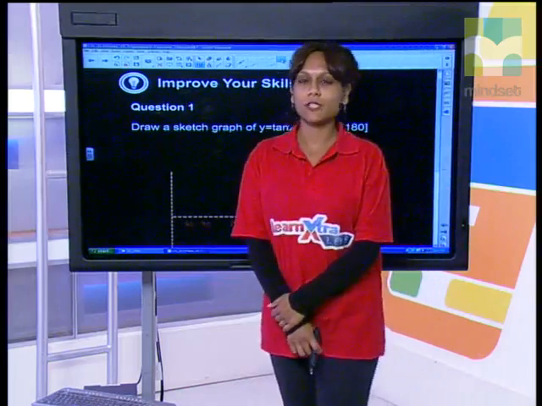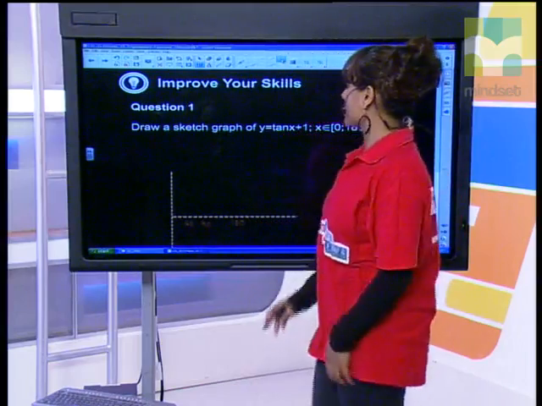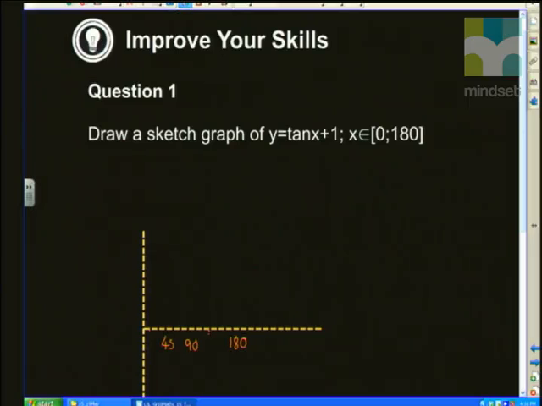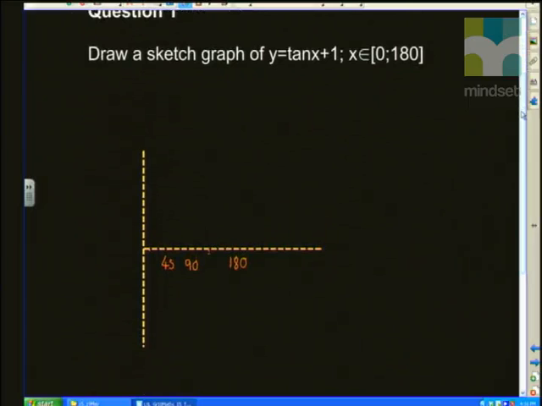All right, guys, so we're carrying on with trig graphs, and now we're looking at some of the questions. Question 1 says, draw a sketch graph of y is equal to tan x plus 1 for x an element from 0 to 180. So what have they given you here? They've given you the domain 0 to 180.